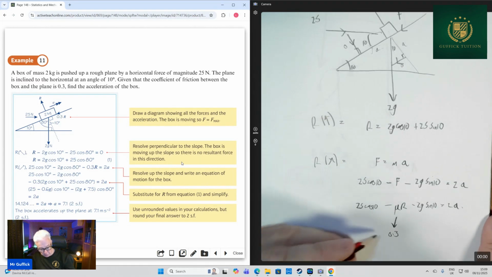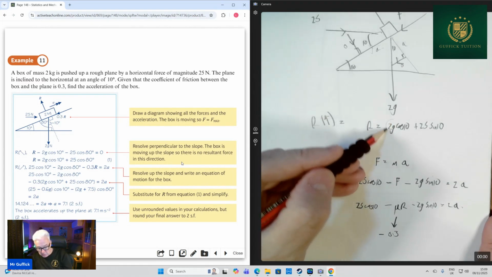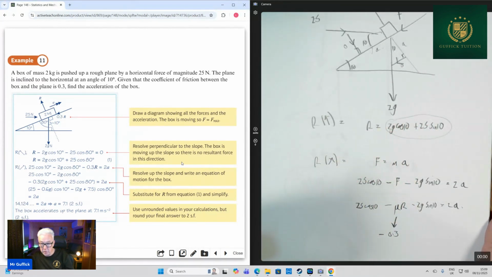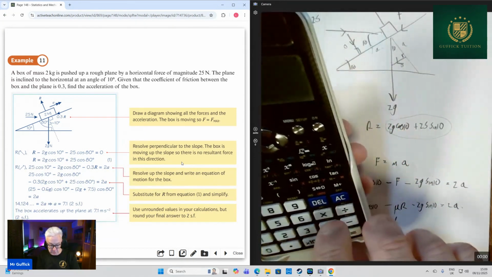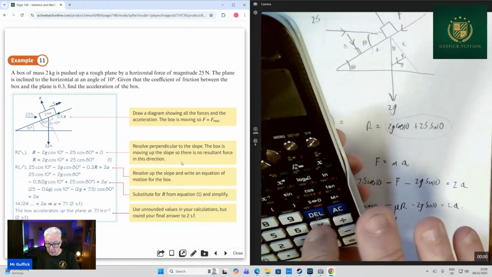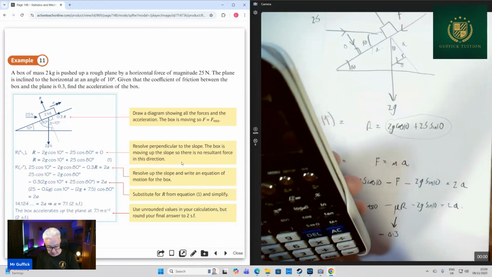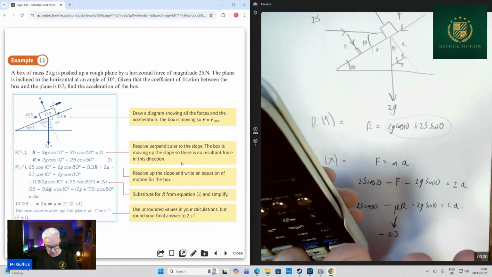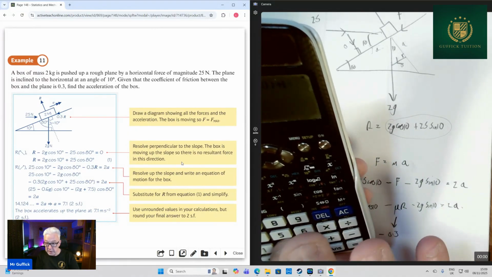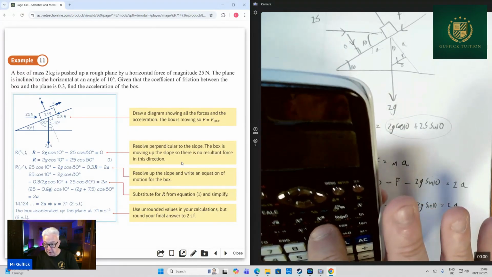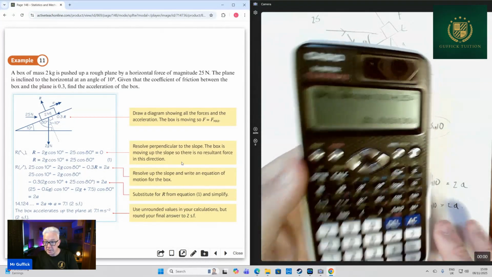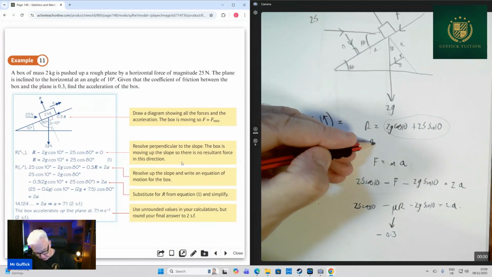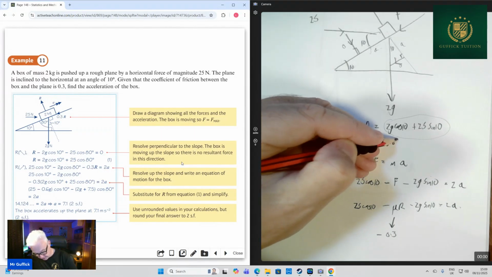So we know that that's 0.3. We know what this r is from before, so we can calculate what that r is. In fact, let's just work that out now. So we can put that in. So r is 2 times 9.8 times cos of 10, making sure I'm in degrees, plus 25 times sine of 10, which is going to give us 23.64. So r is equal to 23.64.